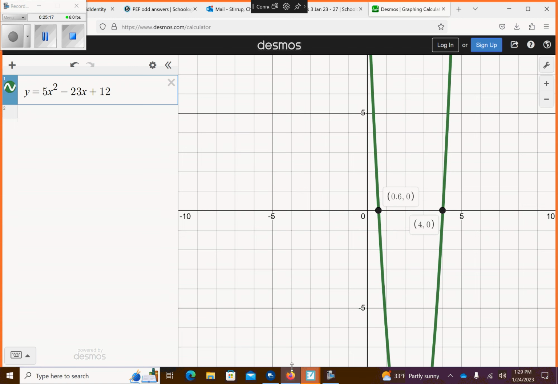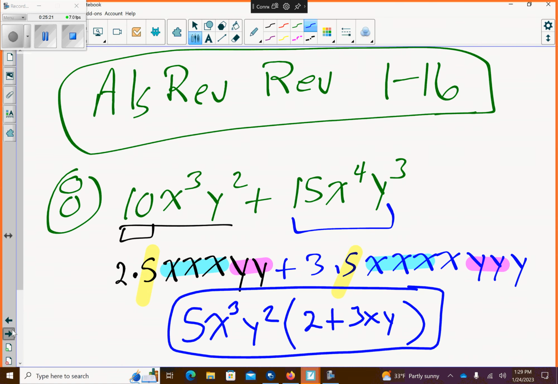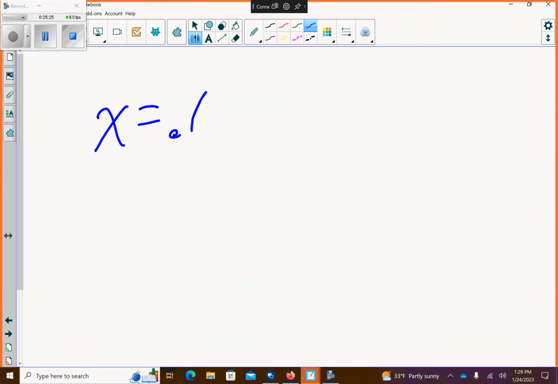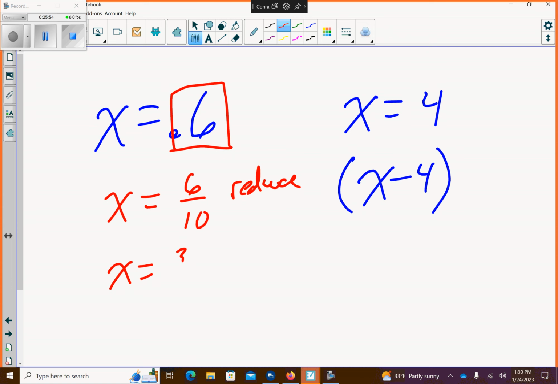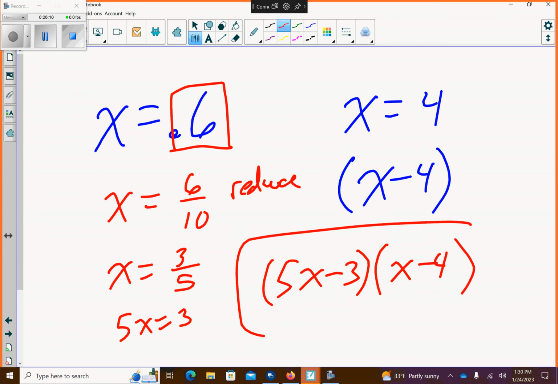Okay, so this is where we have to use a little bit of our logic. So I know that x is equal to 0.6, and what was the other one, 4? And x equals 4. Okay, this binomial is easy, just subtract 4 from both sides. Now we have to sit there and say, well, how am I going to make 0.6 a fraction? 0.6 is the same thing as 6 over 10. Agree? Maybe reduce. So that means x equals 3 over 5. Multiply both sides by the 5, so I get 5x equals 3. So then you get 5x minus 3, because you'd have to subtract it. So this is your answer. Factor completely, it's done. Okay.